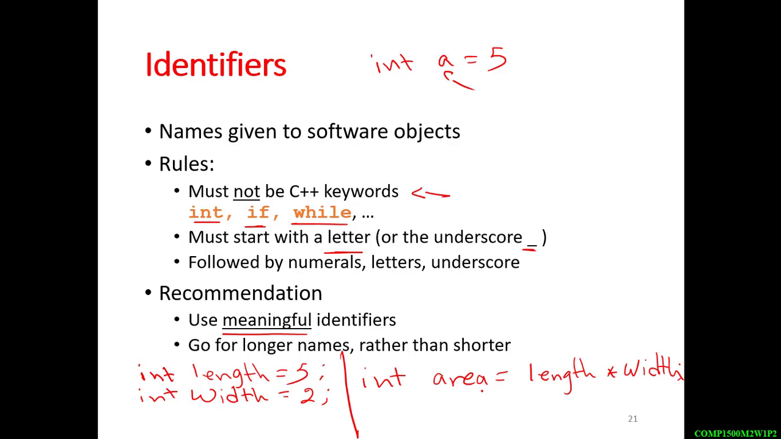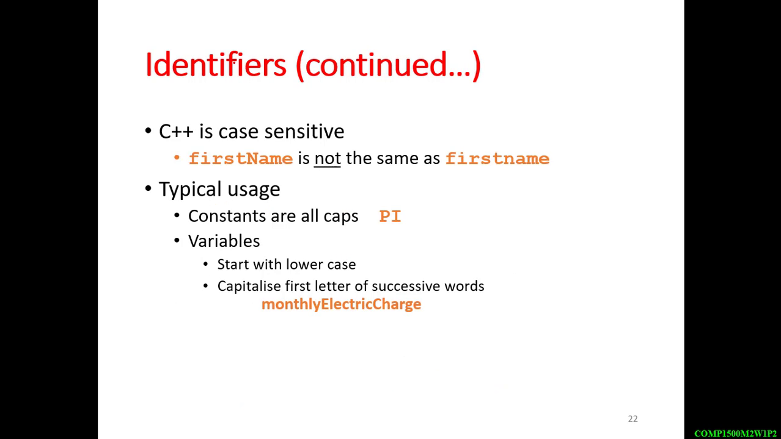Now, when it comes to identifiers, it's better to always start with a small letter, and if you have two words, the second word will start with a capital letter. So, of course, C++ is case sensitive. Case sensitive means small letters and capital letters are different. So variables with small letters and capital letters are different.